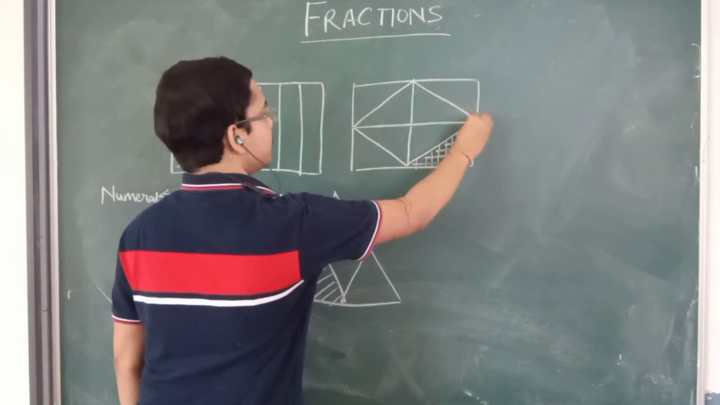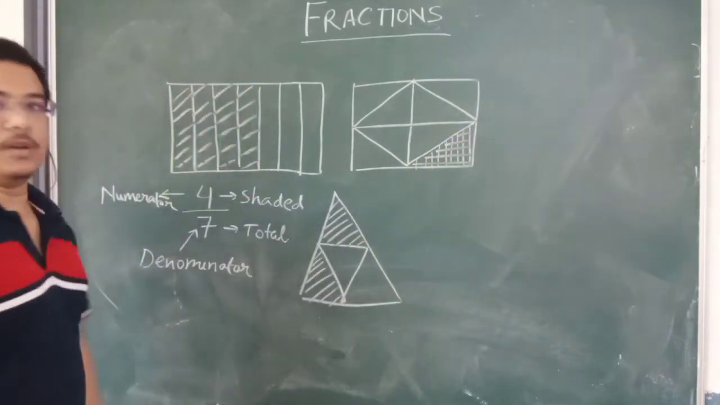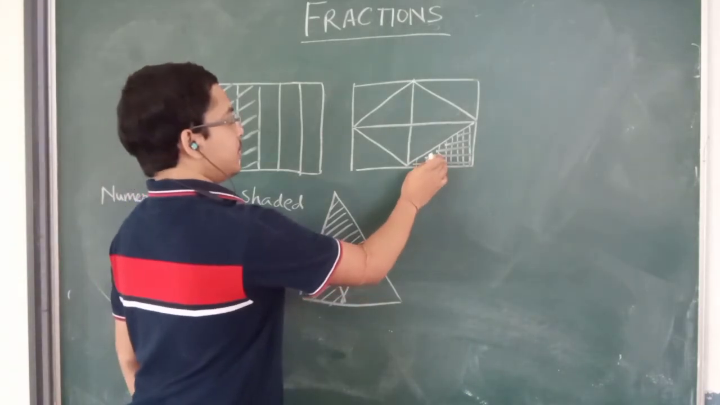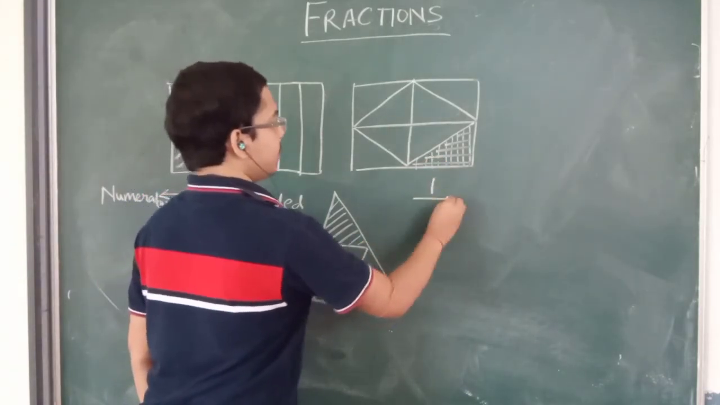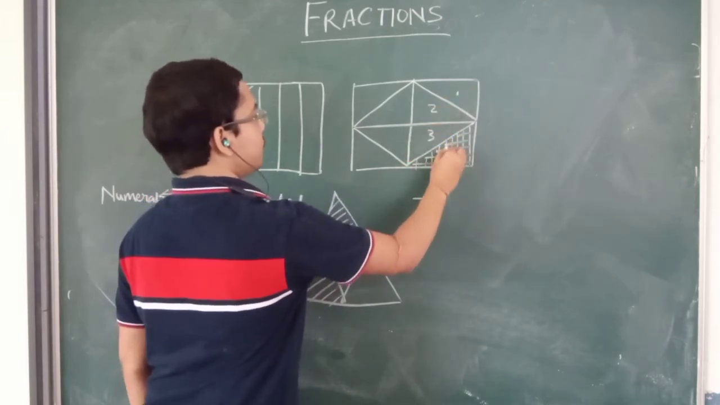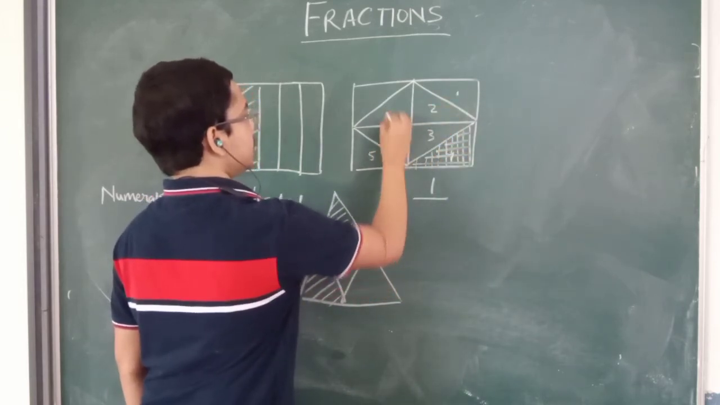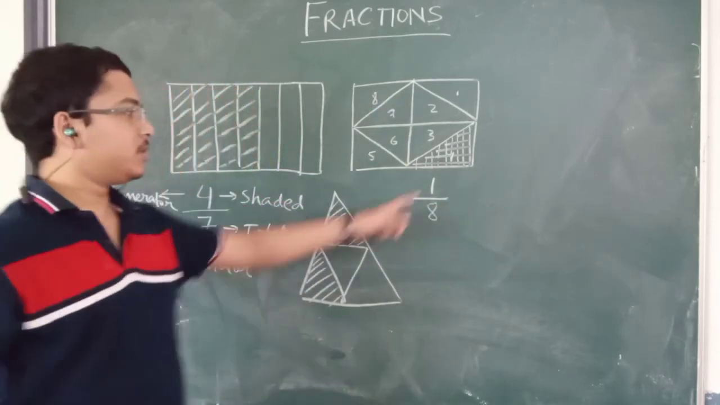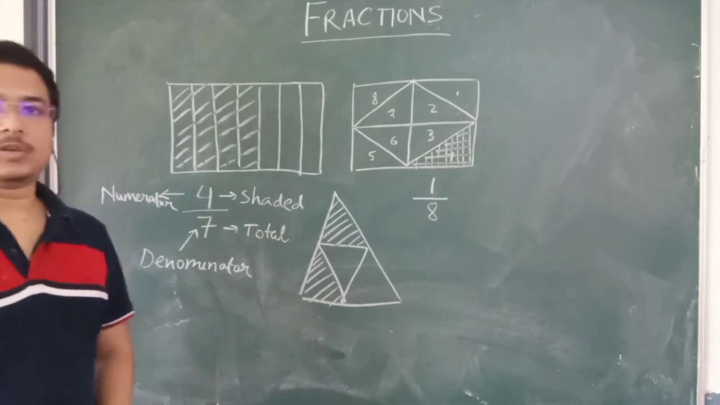So now every part is equal, and we can write that it is one part. So 1 divided by how many total parts? 1, 2, 3, 4, 5, 6, 7, 8. So 8 total parts. So this shaded portion is 1 by 8 of the total.